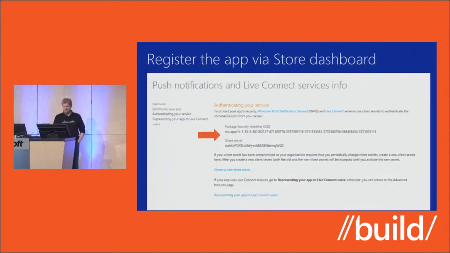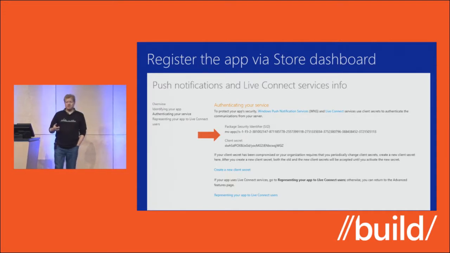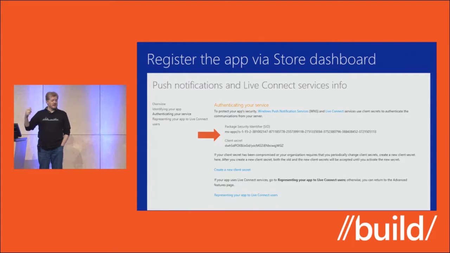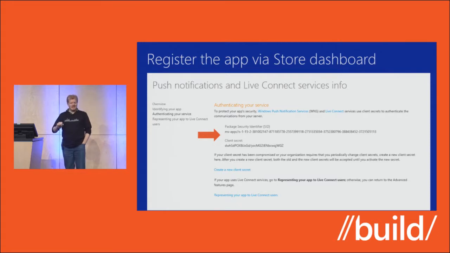Actually, let me skip to this slide. When you set up an app to use Windows push notifications, you will go to the Windows Store portal, and I think in step 3 there's this link that says Push Notifications and Live Connect Services Info. You go under that, it says Authenticating Your Service, you put in your app name and register it with the store for push notifications, and you'll get back this SID for your app as well as a client secret. These are two pieces that you then have in your web service.